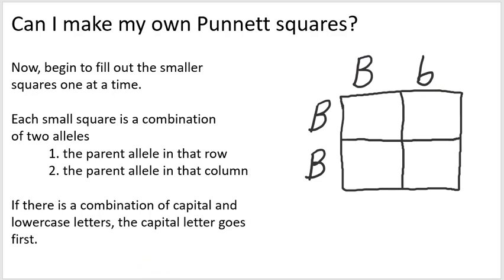Now, let's begin to fill out the smaller squares one at a time. Just like every person is a combination of their parents, and every puppy is a combination of their two dog parents, each small square is a combination of two alleles. One from the parent in that row, and one from the other parent in that column. If there's a combination of capital and lowercase letters, the capital letter goes first.